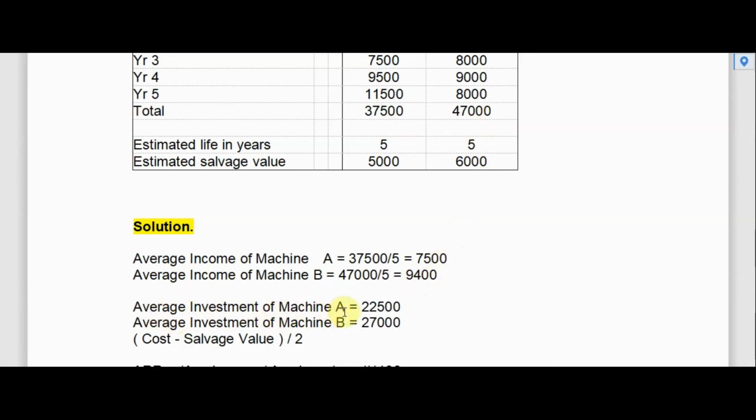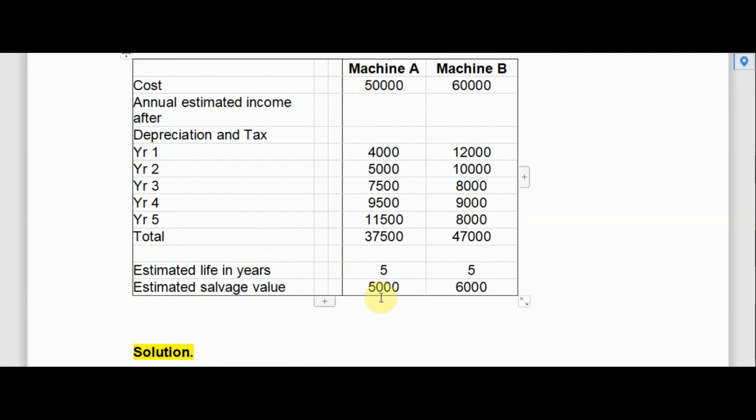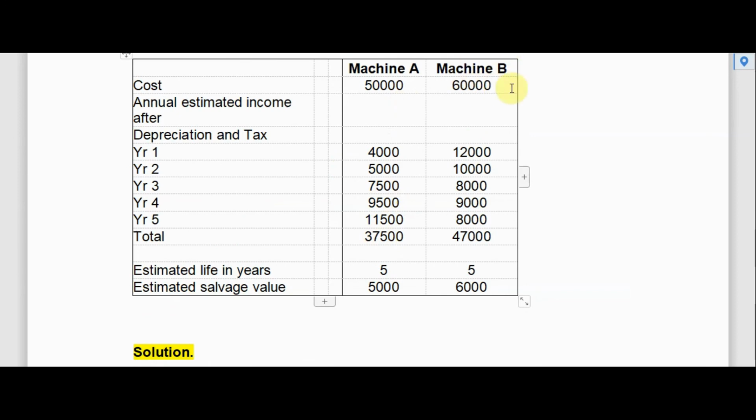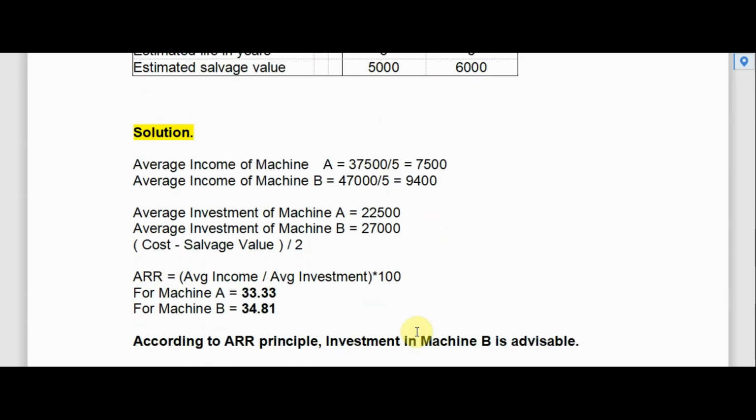Average investment of machine A equals cost minus salvage value. Cost is 50,000 minus salvage value 5,000, that is 45,000 divided by 2, which is 22,500. For machine B, cost is 60,000, salvage value is 6,000. 60,000 minus 6,000, that is 54,000 divided by 2 equals 27,000. So this is the average investment. ARR equals average income divided by average investment into 100. For machine A, ARR equals 33.33%. For machine B, ARR equals 34.81%.